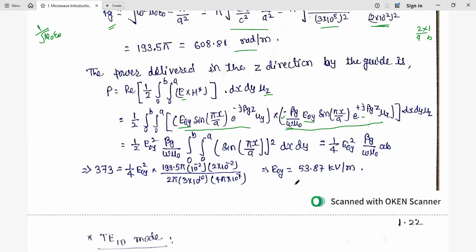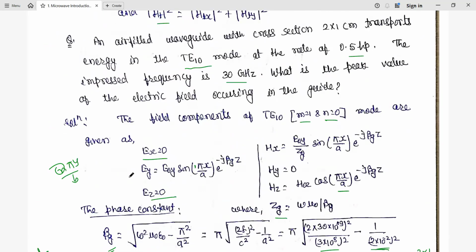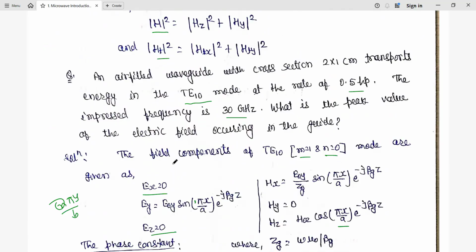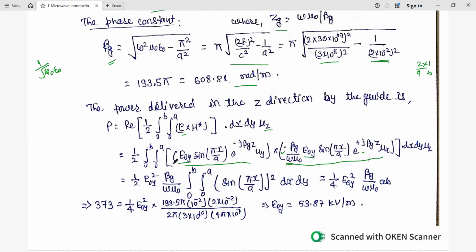This is how we are going to simplify. The expressions that are given are what we need to utilize. The formulas that we derive at the end are important, and on the basis of those we find the expression.